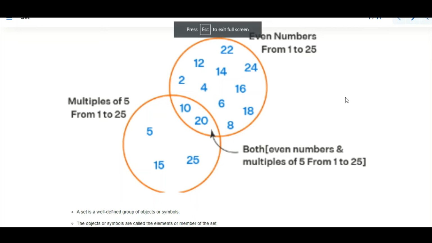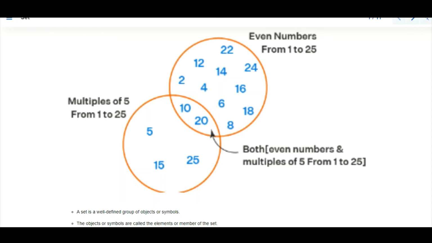Hi everyone, once again we're going to be looking at another topic, and the topic is set and Venn diagram notation. Under this we will look at the definitions of set and some calculations under Venn diagram, and we have an interactive content here which will serve as a guide.